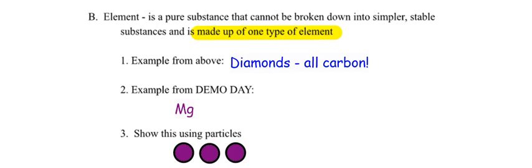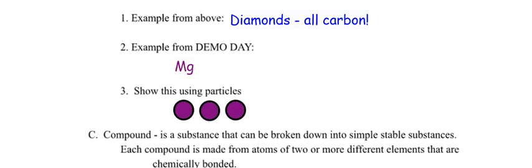So what about a compound? What is a compound? A compound is a substance that can be broken down into simple, stable substances. You can still break it down. Each compound is made up of atoms of what? Oh, this is important: two or more different elements that are chemically bonded. That's key.